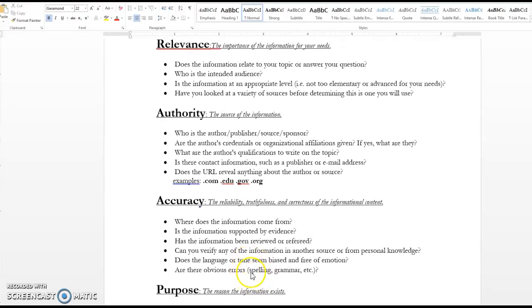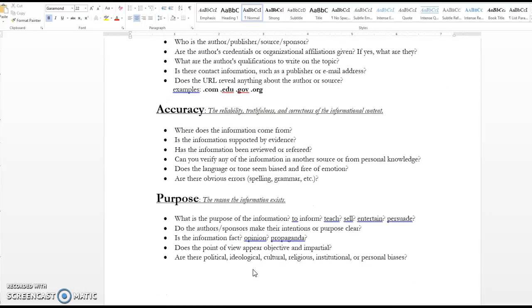Are there obvious errors? That's a good way to weed out something inaccurate. And one of the last things that you want to look for, and this one can be the most difficult, but sometimes the most important, is the purpose. Why is this person presenting this information? Are they trying to also inform, or are they trying to persuade? Be careful, because often people will try and persuade with an informative tone.